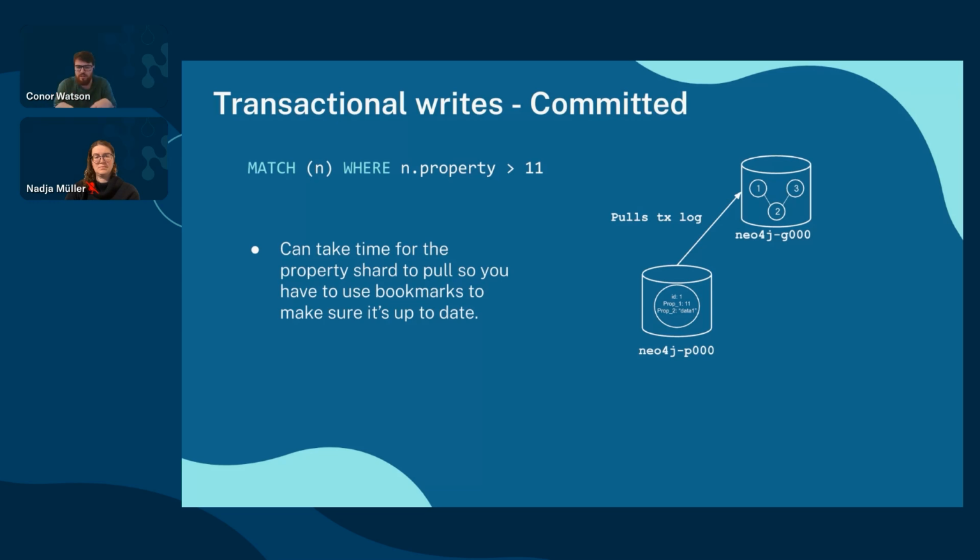Then once that has been applied, the bookmark that you would have passed will be adhered to, which you can then pass to read it. So if you wanted to read this, the create would return a bookmark. You'd supply that to your driver, or the driver would supply it itself if you've got it configured. And then it would essentially wait for this to be pulled across to the property shard and return the property that you've written. It can take some time to do this because it needs to pull it and so on. So you have to make sure that you're using bookmarks to read your writes, the same as normal Neo4j.